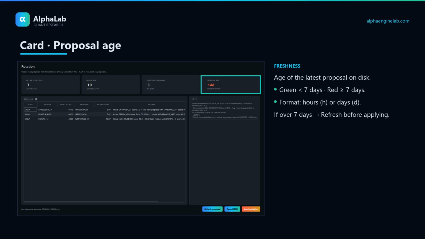The fourth card, Proposal Age, tells you how long ago the latest proposal on disk was generated. If it's less than a day old, it shows in hours, between 1 and 7 days, in days, and in green. And from 7 days on, it turns red to warn you. This is critical. If the proposal is older than 7 days, the ranking may have changed, so you should regenerate it with refresh proposal before applying. In the example, it's red, 14 days, a stale proposal that should be refreshed.